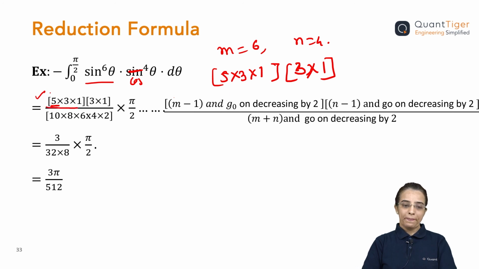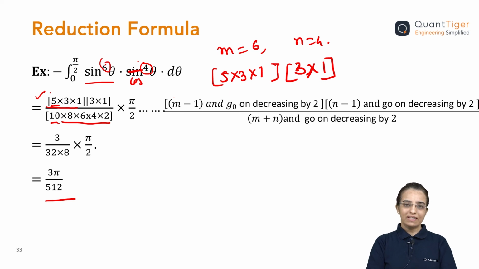So this is what I have written here in the numerator, and in the denominator it will be m plus n, मतलब 6 plus 4 is 10, and keep going decreasing by 2. Then I have stopped here at 2 because later on it will come to 0, so we can stop there, and multiply it by pi by 2 because both the powers are even numbers. तो मैंने multiply किया है pi by 2 से. After solving this we will get 3 pi upon 512.